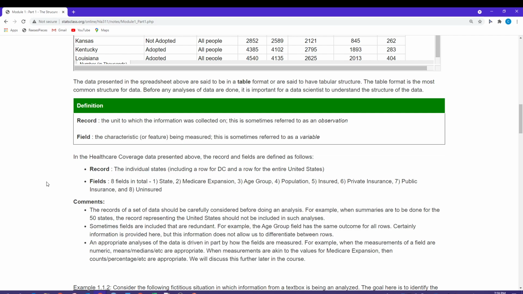So when we use the term record, what we are typically referring to in tabular data is the rows. And a record is simply the unit to which information was collected on. If you are talking to a statistician, they might use the term observation for this quantity.